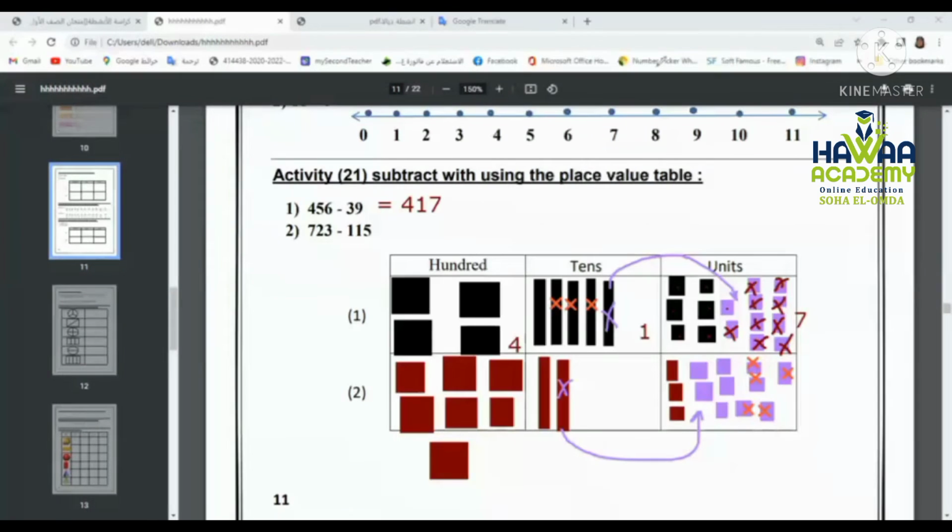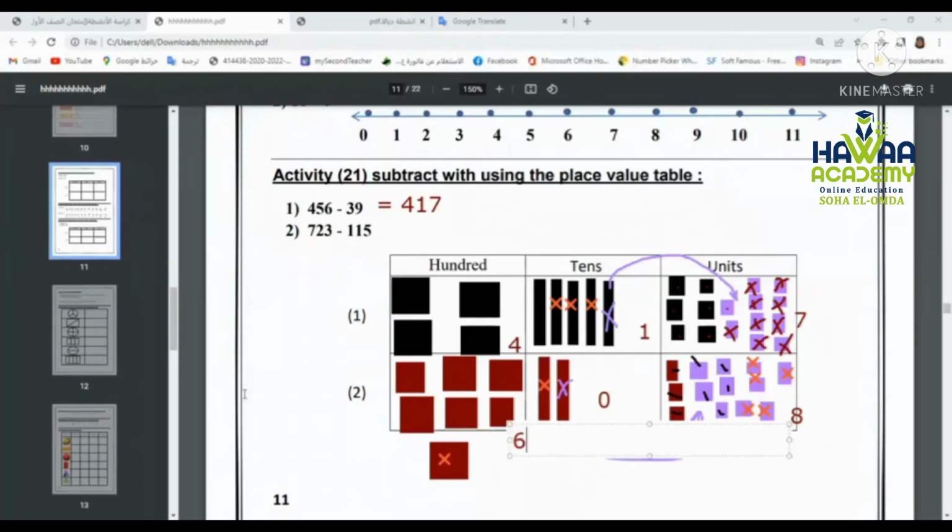Here is 1, 2, 3, 4, 5, 6, 7, 8. So we have how many left? We have 8. And here we have 723 minus 115. So we need to take 1 ten away. Now, do we have any tens? No, we don't. So we have 0 tens. Did we finish? No, we didn't. We have to take 100 away. So here we go. So 7 minus 1 will be what? Will be 6. Very good.